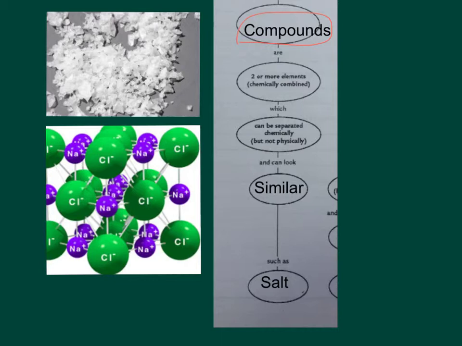Now, compounds can look similar. If you look at this salt, you don't see the sodium and the chloride atoms separately. You just see table salt, the white crystal that we're used to. But if you could look at the molecular structure, the atoms of salt, you would see that it has both chlorine and sodium, and they're connected by these white bonds. So compounds look like the same thing throughout, but if you could look at it at the atomic level, you would see that there were multiple types of atoms there.